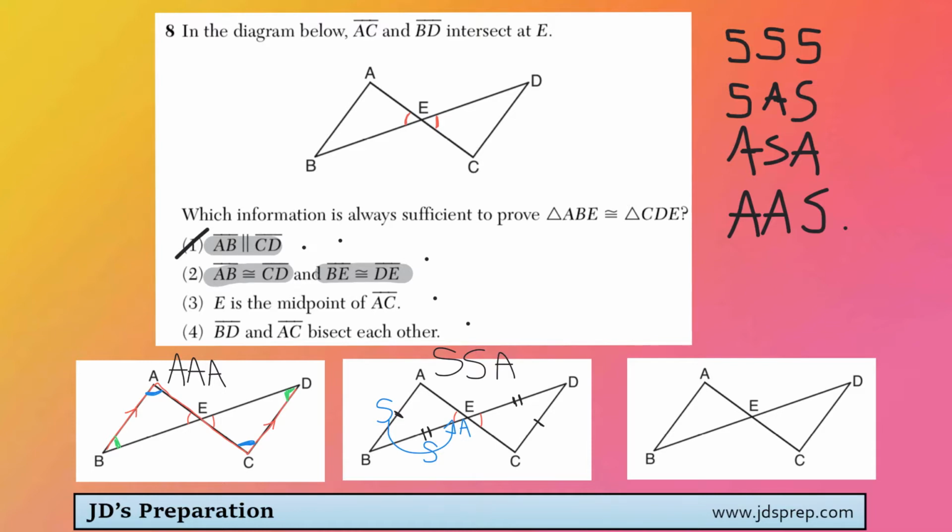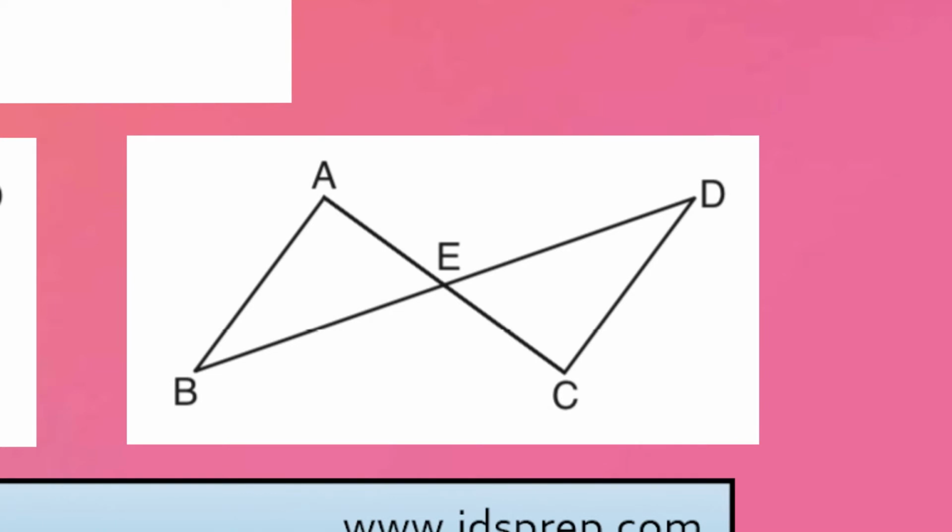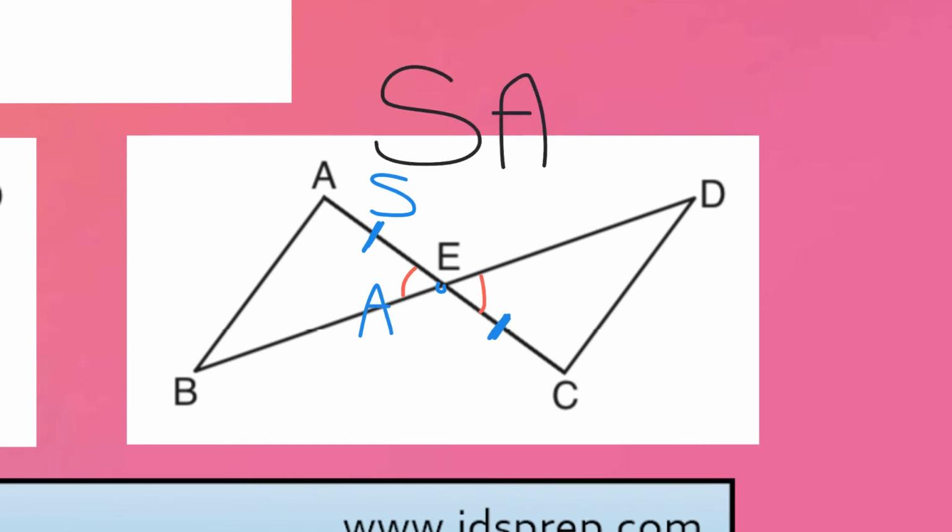Okay, now let's try our third option. It says that E is the midpoint of AC. So let's go ahead and move in here. We'll label our two same angles here again. And because we're told that E is the midpoint of the line AC, that proves that this distance from A to E is the same length as E to C, because E is the midpoint. And that's all the information we're given. So this is just an example of side, angle, or SA. So that's definitely not enough to prove congruency.